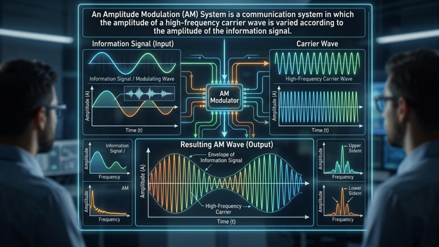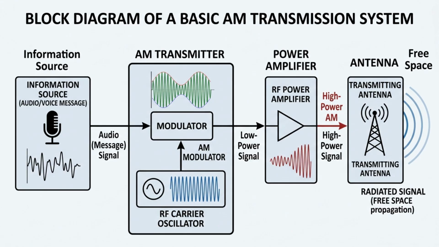An amplitude modulation (AM) system is a communication system in which the amplitude of a high-frequency carrier wave is varied according to the amplitude of the information signal. A basic AM system consists of several major blocks.